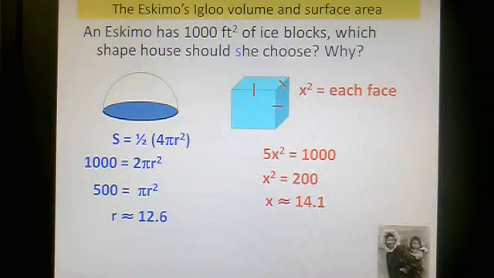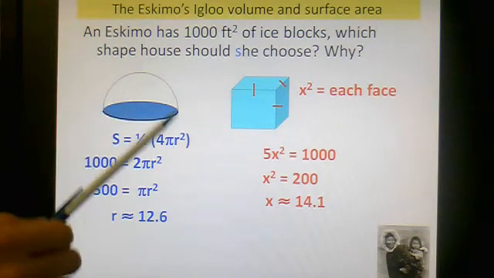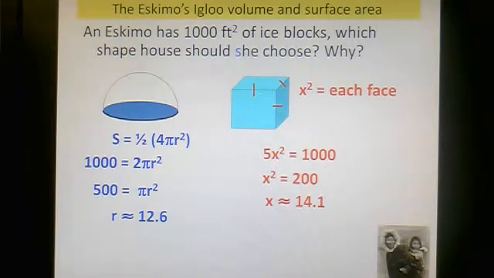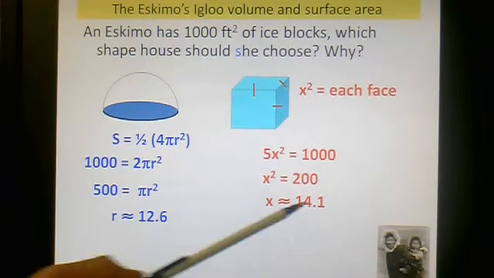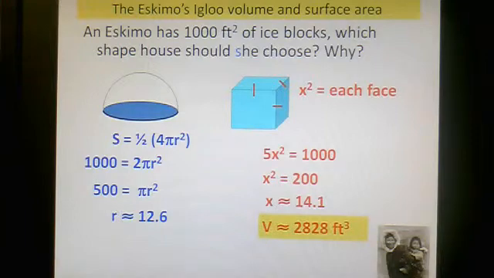Some of you will go, well, maybe this is because it's circular, it's going to waste less space, which is 100% true. So you've got to remember how to find volume. And like we said, this is just 14.1 cubed. That's an easy one. I think you get around 2,828. Check me on that for the volume of the prism.